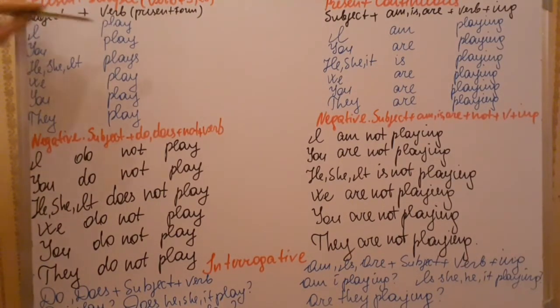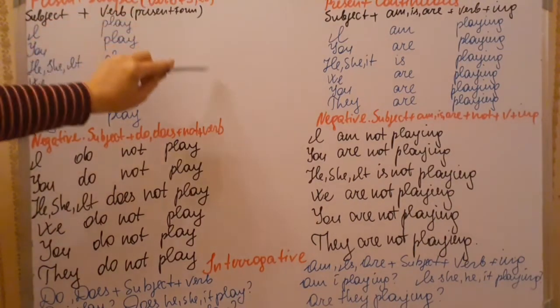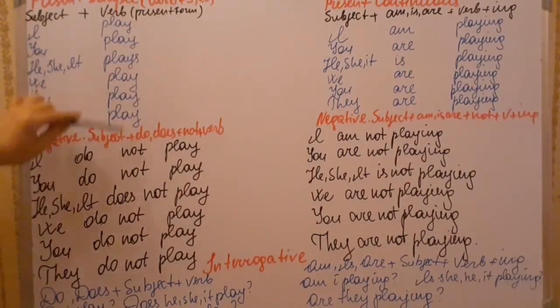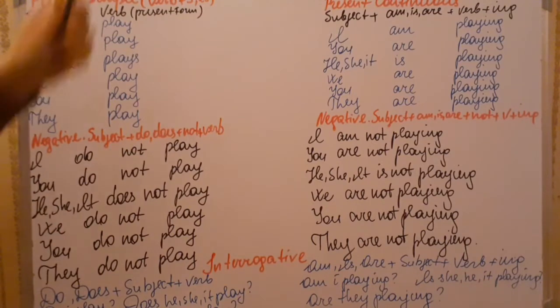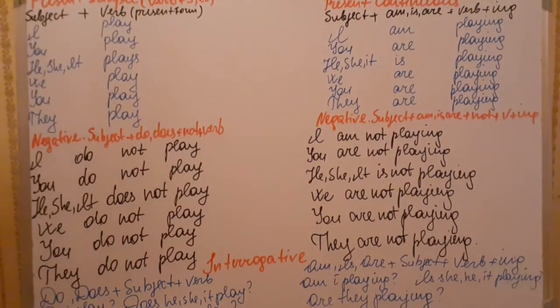I play, you play. Let's give other examples. I write, you write. He, she, it plays, writes, goes. We play, you play, and they play. That's all. And when it comes to the forming of present continuous, we form it with the auxiliary verb to be plus the main verb plus ing.